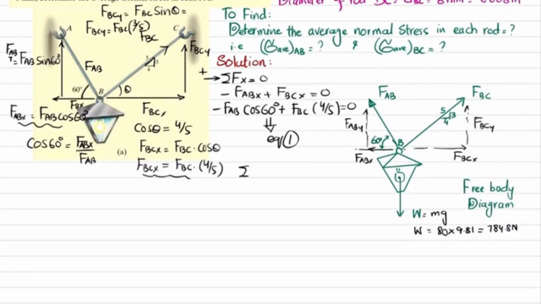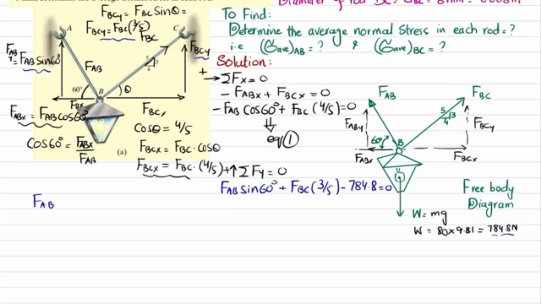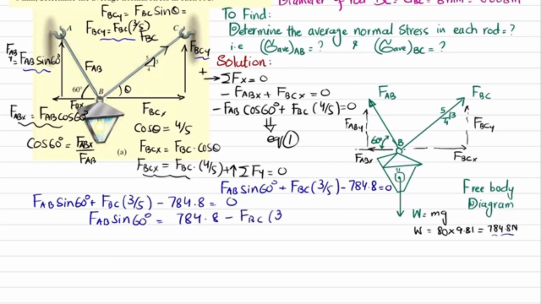Now we'll apply another equation of equilibrium: the sum of all forces along the y direction must be equal to 0, and upward force is taken as positive. One upward force is FAB sin 60 degrees. Another one is FBCy, which is FBC into 3 over 5. Clear? And the downward force is the weight, which is minus 784.8 Newton. Their sum must be equal to 0. So I can rewrite it: FAB sin 60 degrees plus FBC into 3 over 5 minus 784.8 is equal to 0. It means that FAB sin 60 degrees will be equal to 784.8 minus FBC into 3 over 5.